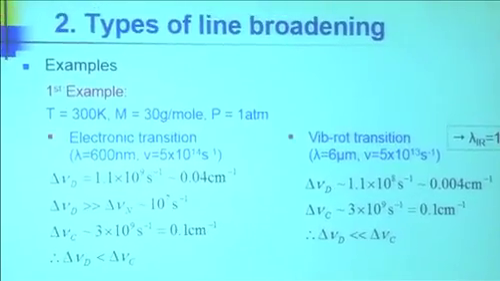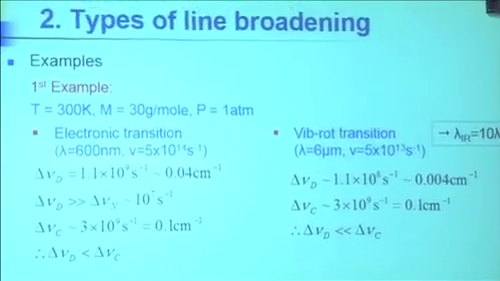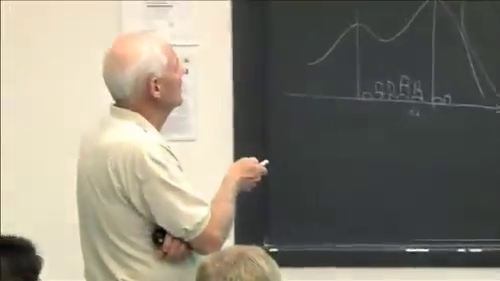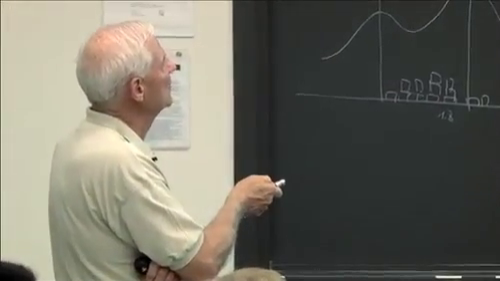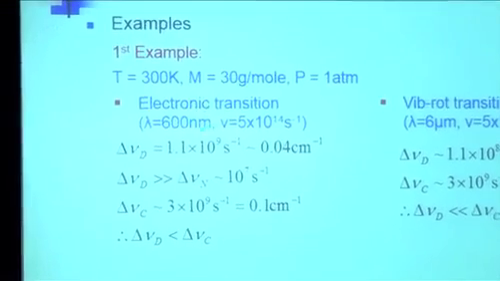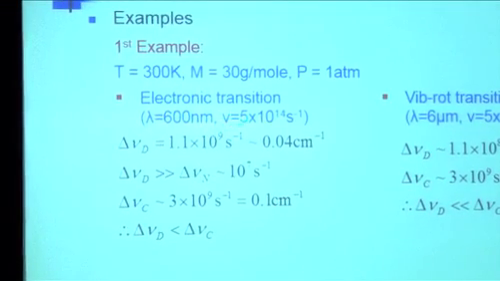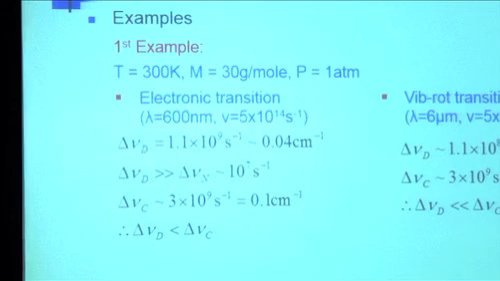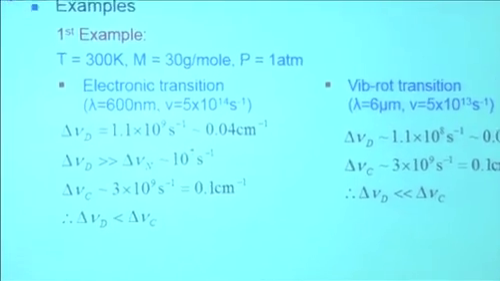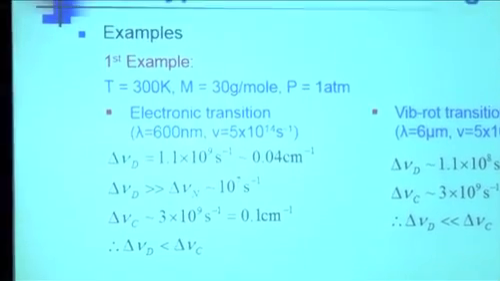Okay, I'm going to give you some examples. We'll do an electronic transition. The temperature is 300, pressure is 1 atmosphere, M is 30. The electronic transition is at 600 nanometers. You use c equals lambda nu to get nu, the frequency, which is 5 times 10 to the 14th. That's enough information to get the Doppler width. Remember that 7.17 nu 0 square root of T over M. If I put those numbers in there, I get a number of 0.04 wave numbers.